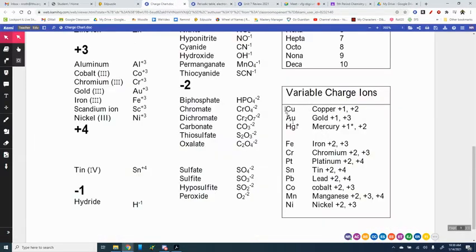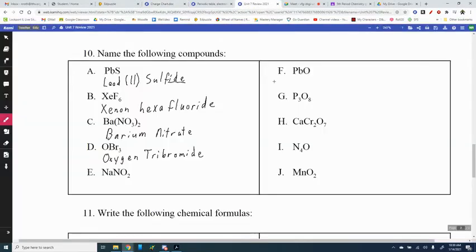Na is not on the variable charged metals. So that means no Roman numerals. So all we got to do is just name both of these parts. So sodium nitrite.